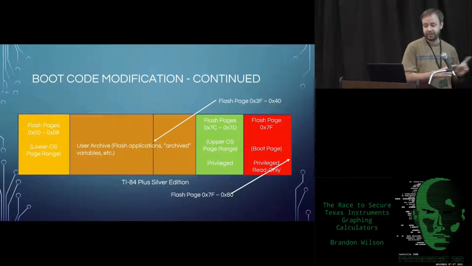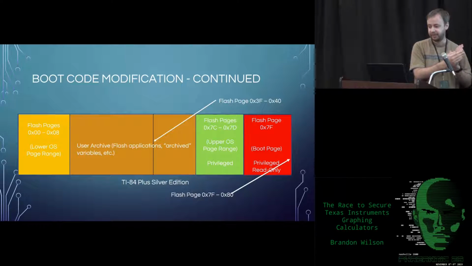So then here is the flash layout for the TI-84 Plus Silver Edition, which is twice as big. It's basically the same, except the Silver Edition has a flash chip twice as big. So the boot page is now 7F instead of 3F. So that's 40 higher. And then the upper OS page range is 7C and 7D instead of 3C and 3D.